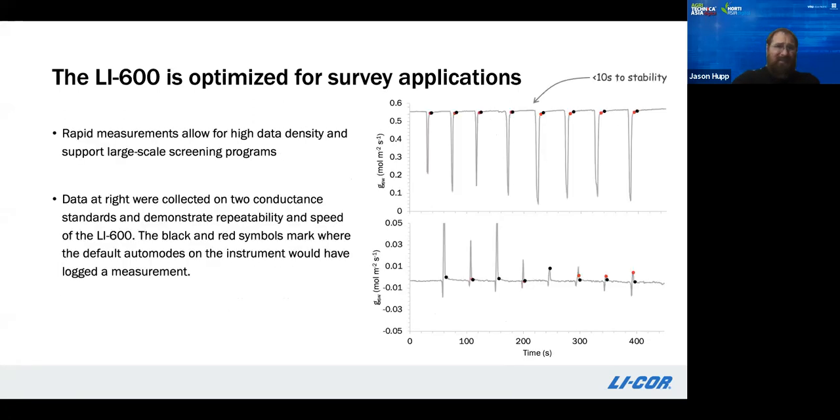The other thing that makes the 600 a really optimized instrument for survey measurements is that it's fast.